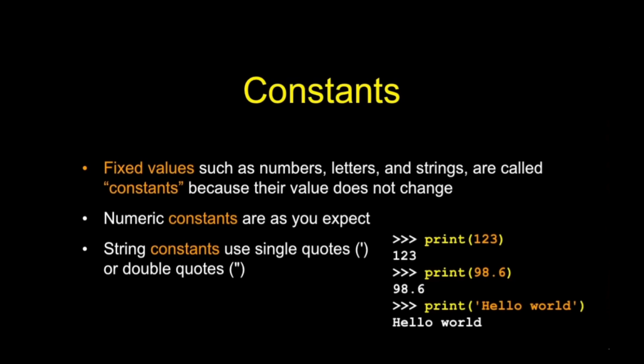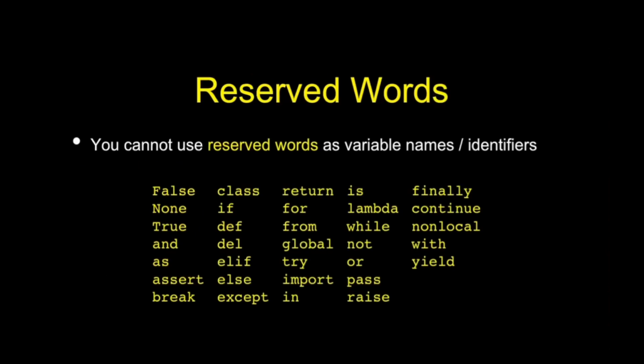So we have 123, we have 98.6, we have hello world, which is a string by enclosing it in quotes. We pass each of these things to the print function, and a side effect of the print function is that we see the output. So print 123 prints out 123, print 98.6 prints it out. So these are just the syntax of constants, and without constants we can't write much of anything.